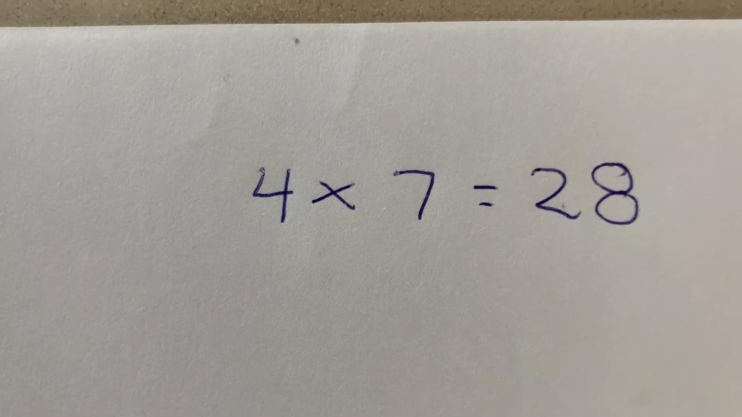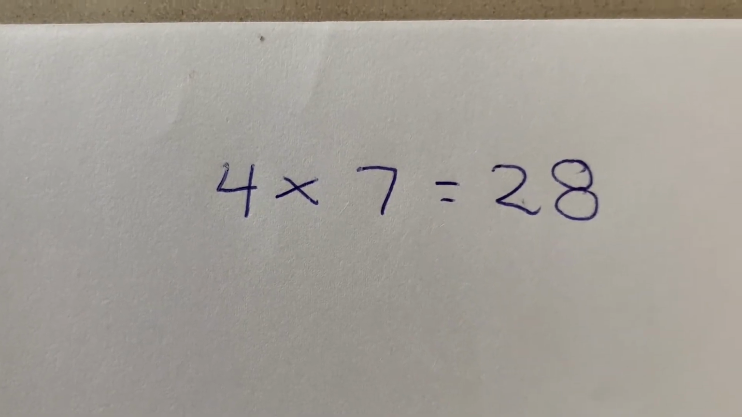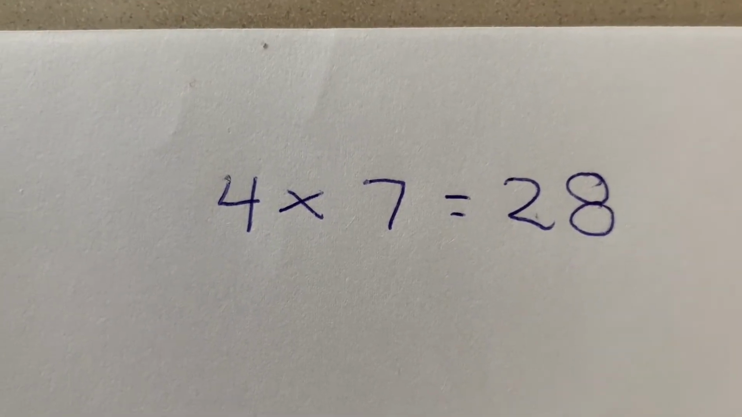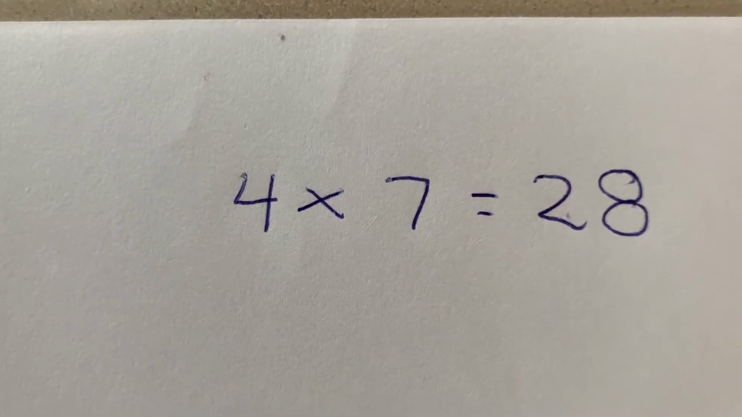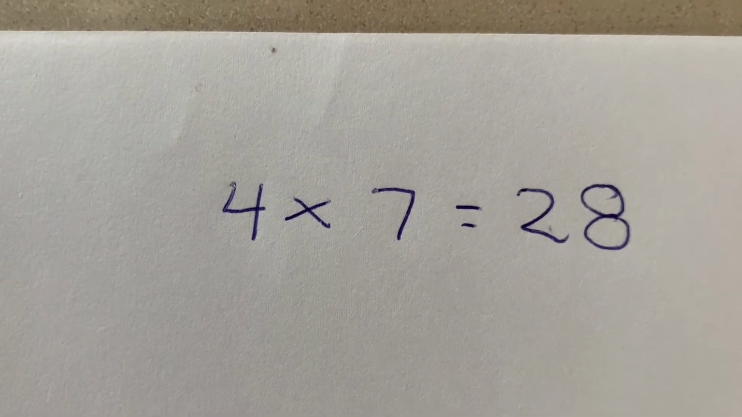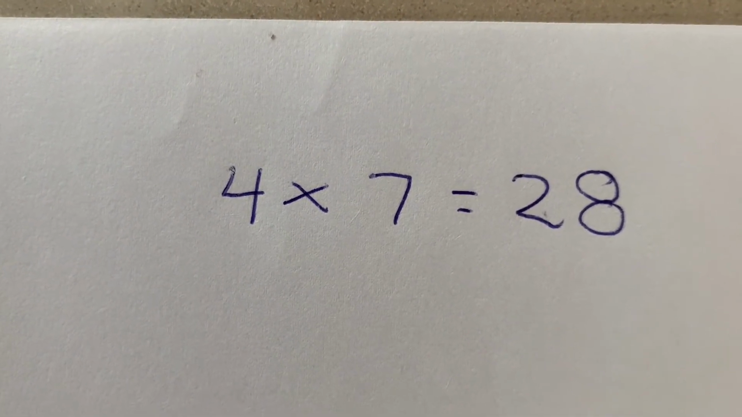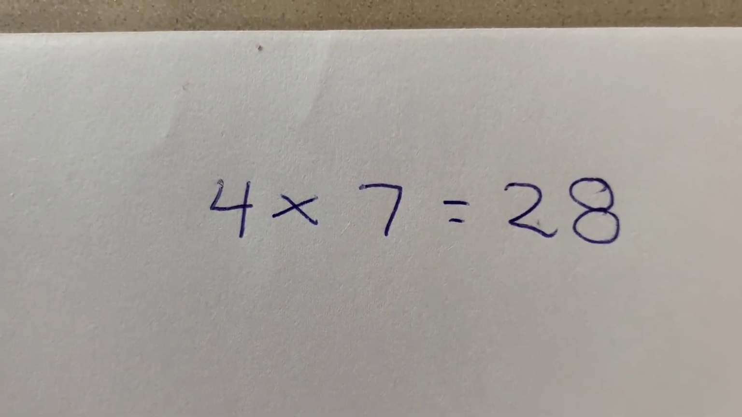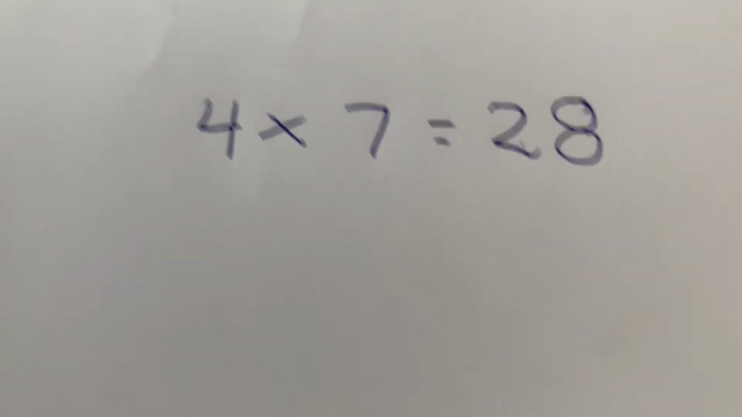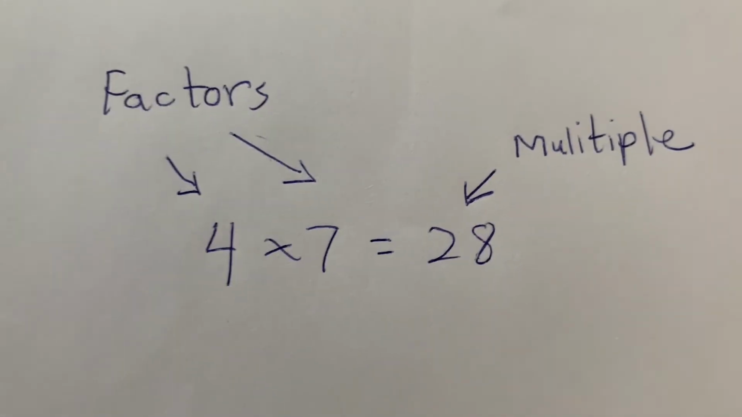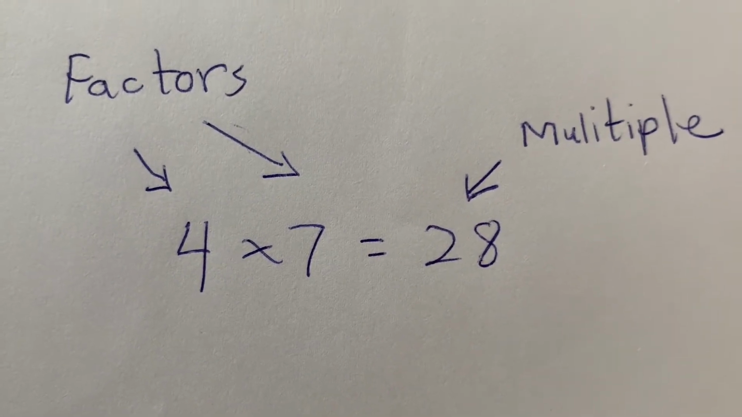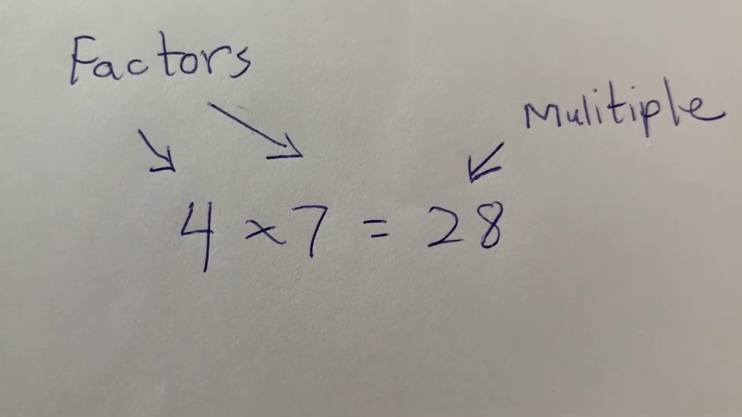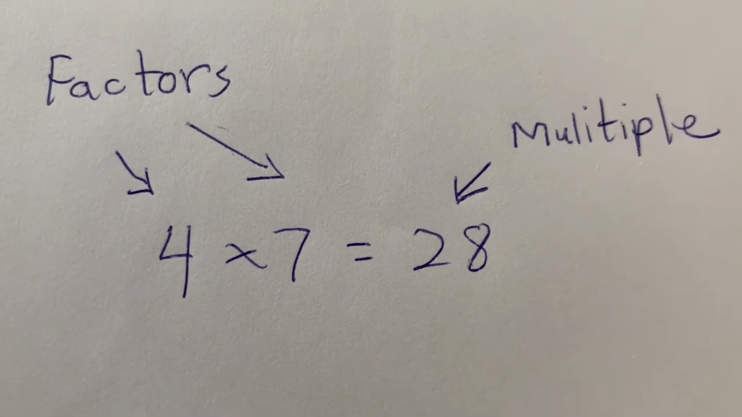Let's look at this problem. 4 times 7 is 28. So if you're confused about which is the factors and which is the multiple, the factors are the numbers being multiplied. The multiple is the answer. So let's take a look at that again. So do you see the factors are 4 and 7. 4 times 7 equals the multiple, 28.